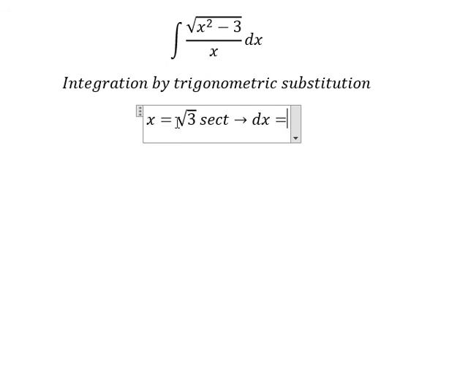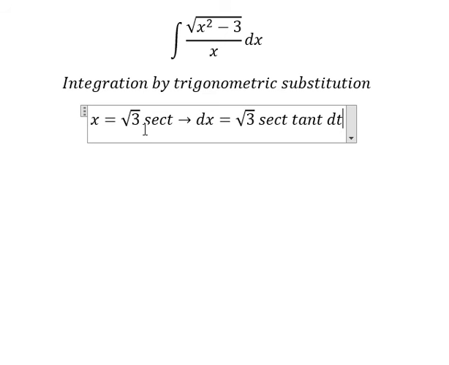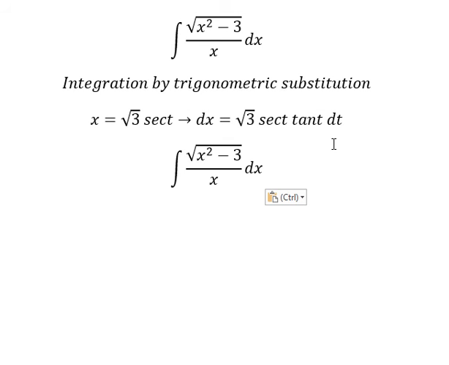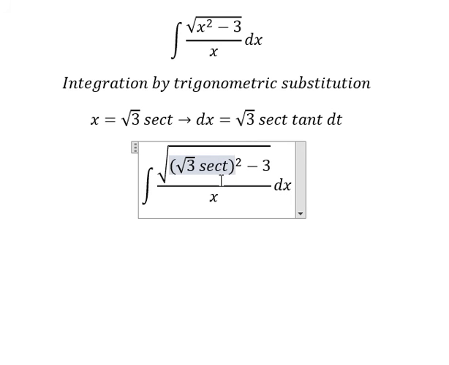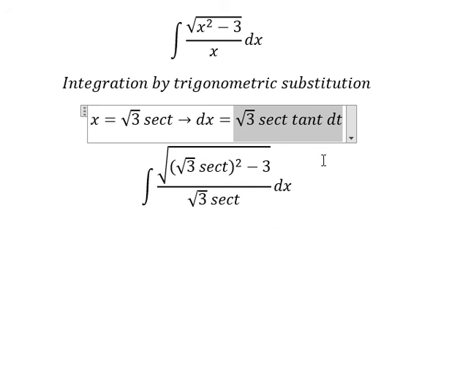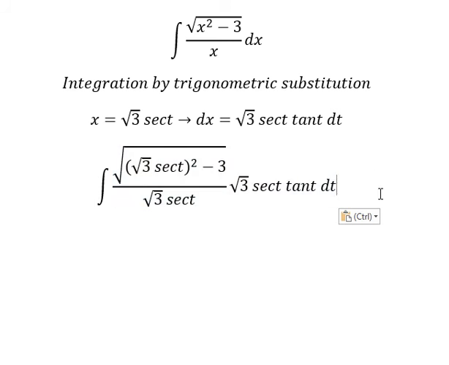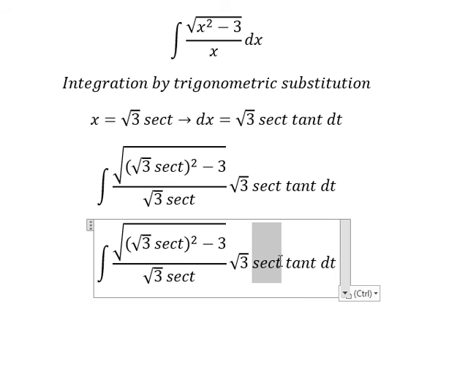ds, we have the square root of 3 secant t tan t dt, because that is the first derivative of this one. So I will put this one going here and here. ds we change by this one. The square root of 3 secant t is simplified by this one in here.